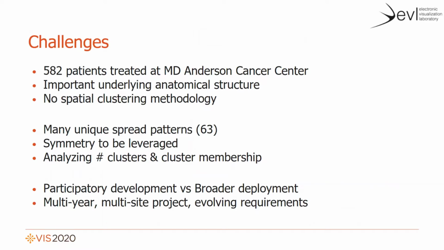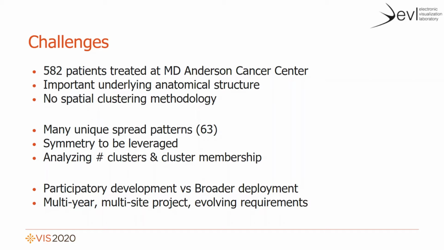During a multi-year, multi-site project, we dealt with a large number of patients treated at the MD Anderson Cancer Center. We aimed to find patient clusters based on the important underlying anatomical structure of the disease spread. Despite a lack of computational methodology for this kind of spatial similarity, our spatial clustering method needed to consider many unique disease spread patterns and account for symmetry in the head. Furthermore, we experimented with different numbers of clusters and ways of determining cluster membership.